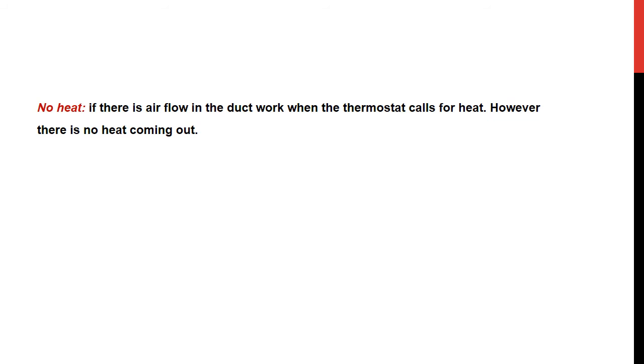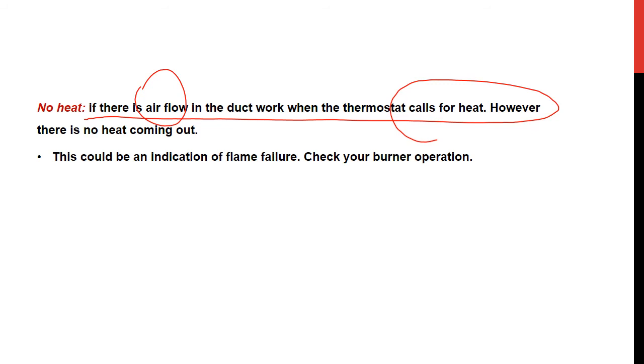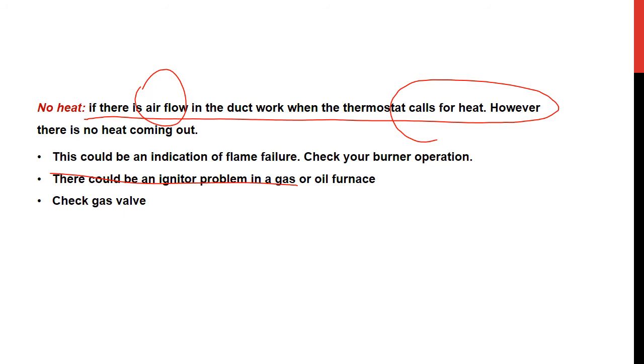If we have no heat coming in, so we have airflow but there's no heat, this could be a problem with the thermostat or the airflow switch. If the airflow switch is on and we have airflow, then there's no problem with the air switch. It could be a thermostat problem. Flame failure could be another problem. Check the burner operation. It could be the igniter for gas or oil furnaces. Also it could be the gas valve. Again, for gas furnaces, if the gas didn't come up, it means that there's no fire. No fire means no flame and no heat.